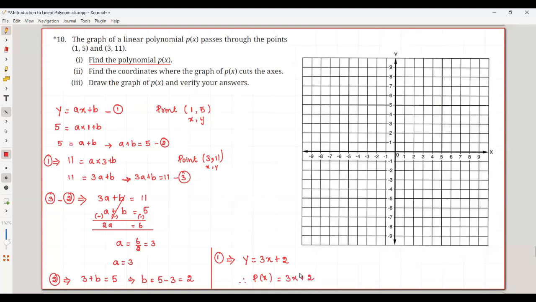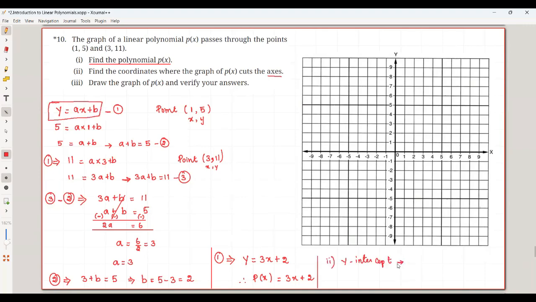This is our linear polynomial. Next, find the coordinate where the graph p of x cuts the axis. Axis means where it cuts the x-axis and where it cuts the y-axis. We have to find that out. Second question: draw the p of x and verify your answer. For this also you have to draw the graph and check the answer.